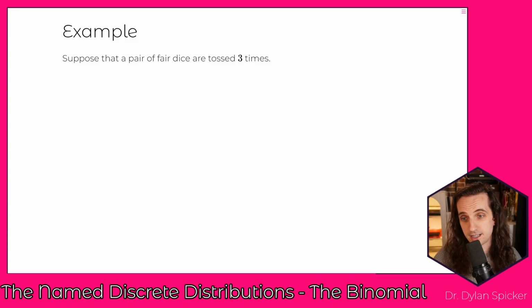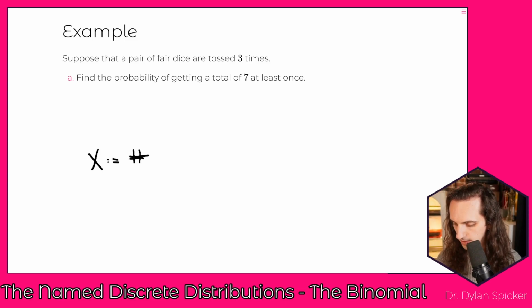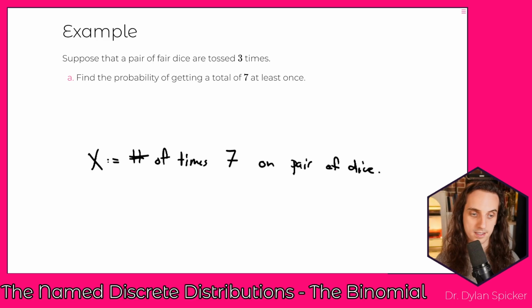Let's take a look at another example here. A pair of fair dice are tossed 3 times. What's the probability of getting a total of 7 at least once? Okay, so let's think about this, right? We have X be a random variable, and what this is going to do is count the number of times that we get 7 on a pair of dice, right? And we're tossing this 3 times, so we know n is going to be 3, right?